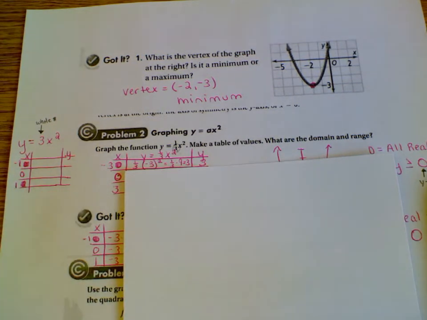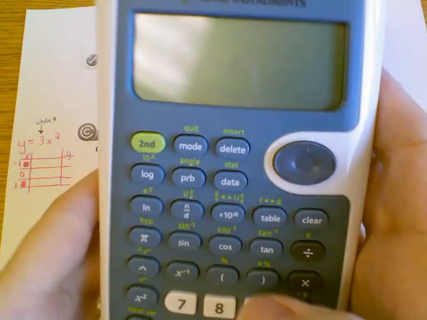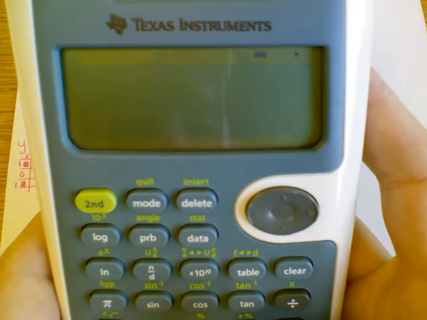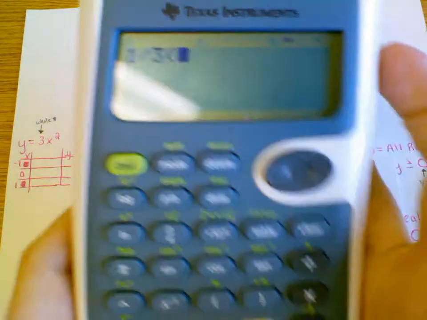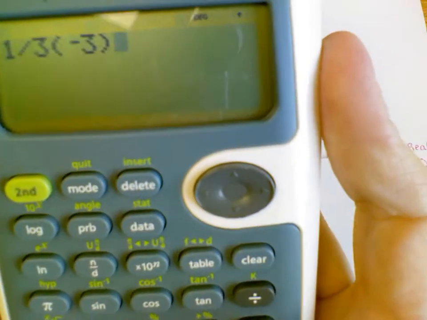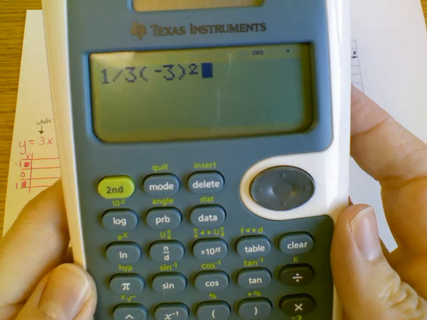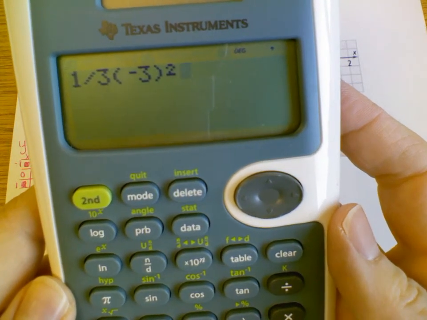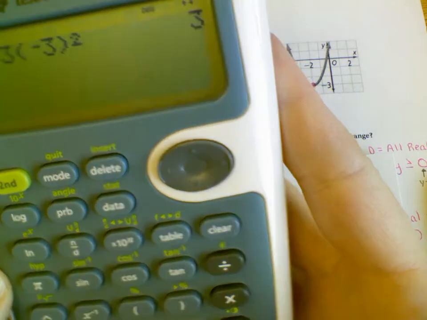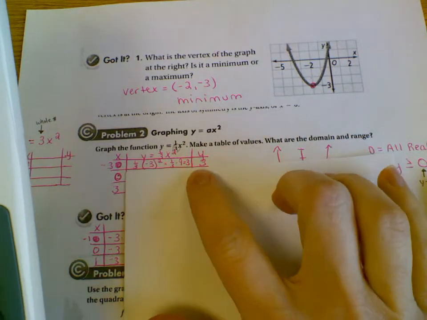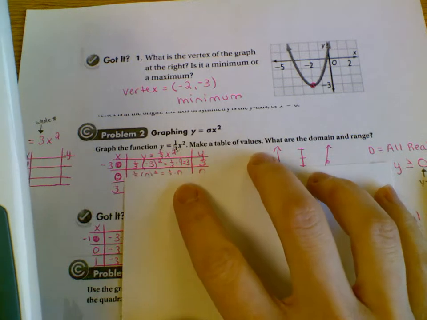For example, if I were to type this into my calculator, I would have 1/3, and then I would need to put in parentheses -3 squared. So I would encourage you to go ahead and do it like that. Just make sure that you put parentheses around that -3. So that answer just ends up being 3. Then I do the next set.